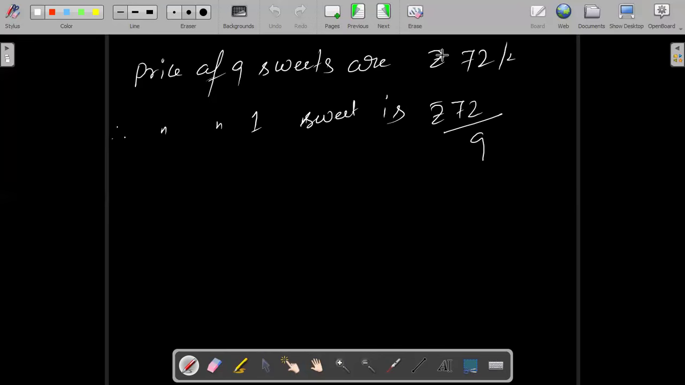As because the price of 9 sweets, the price of one sweet must be less than that. Whatever may be the price of the 9 sweets, the price of the one sweet has to be much lower than that. So that's why the 72 needs to be divided by the 9. Okay. Now I am coming to the main question. Now the main question is, what is the price of 90 sweets?